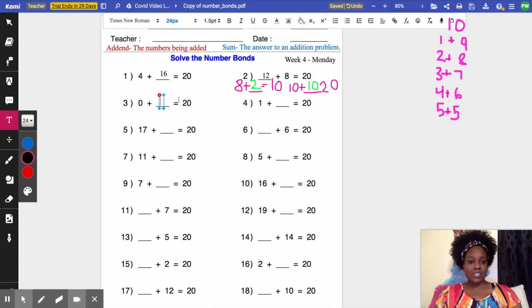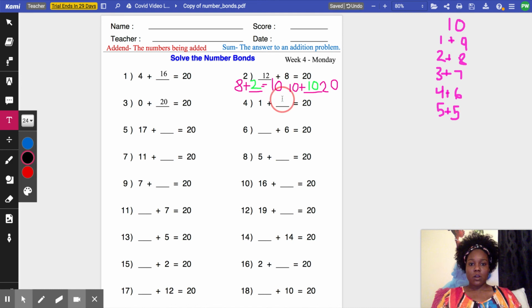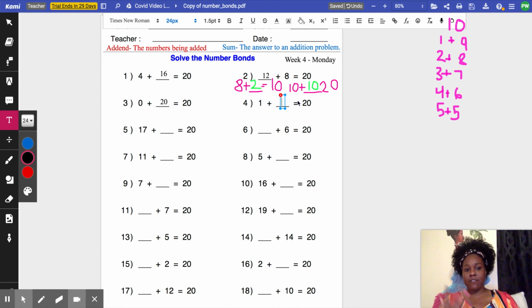0 plus something is 20. If I have 0 and I add 20, I get 20. Number 4, 1 plus something is 20. Well, I know for sure I'm not going to start at 1 and try to count up to 20. 1, 2, 3, 4, 5. Takes too much time. I don't even have enough fingers for that. So what I'm going to do is put 20 in my head, and take 1 away, and that gives me 19. 1 plus 19 is 20.